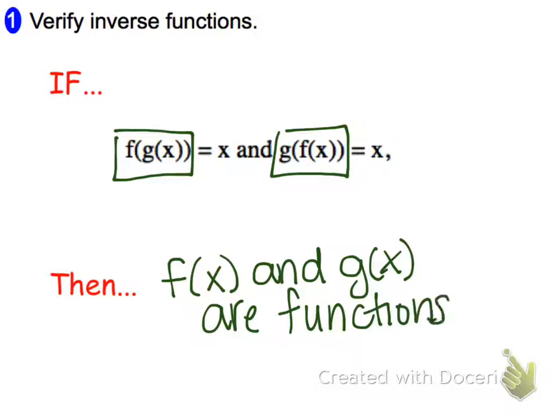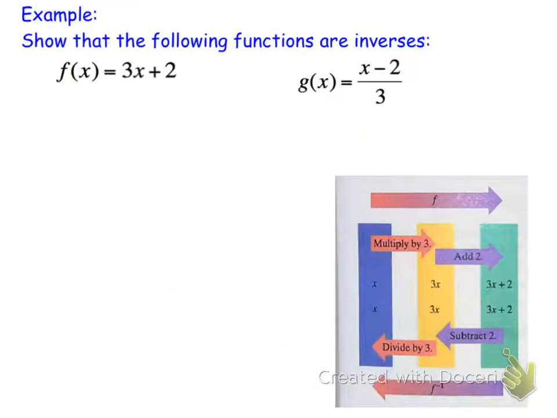Okay, so for our first example, I'm going to give you two functions here, f of x and g of x, and we are going to show that they're inverses. Now remember, in order to show that, the first thing we're going to find is f of g of x, and then we'll also find g of f of x, and then we want to make sure that we get back out x in both these cases.